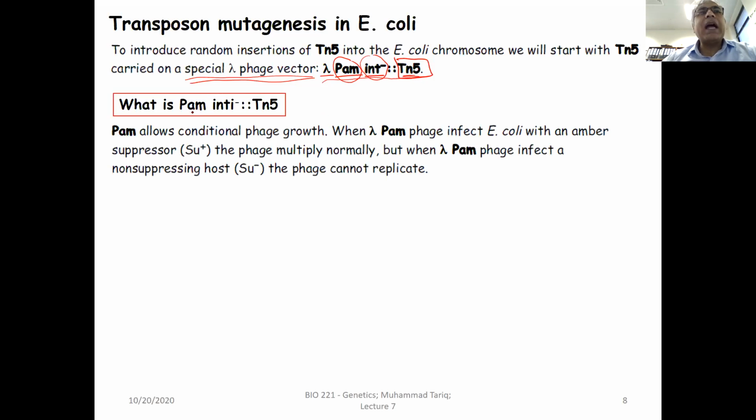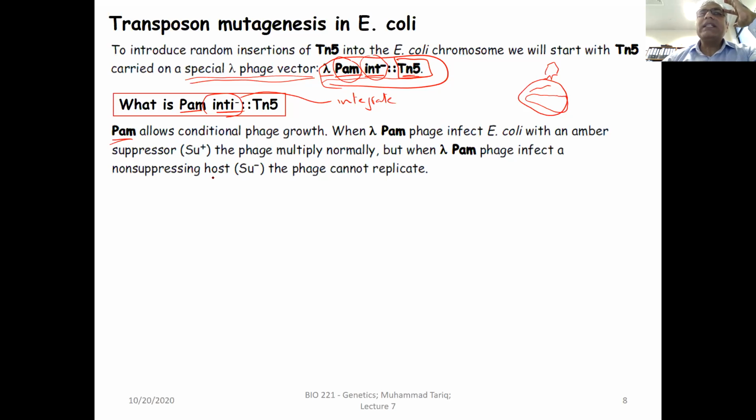So int minus is a phage that lacks the ability to integrate into the bacterial genome. So we have bacteria and this phage with the int minus mutation. When its DNA comes into the bacteria, it cannot integrate into the bacterial genome. It will remain as such. However, the other one is also very important. This Pam mutation allows conditional phage growth.